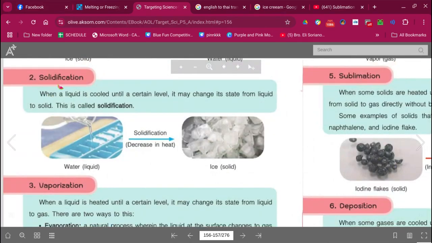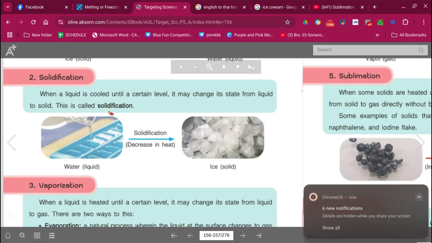can you read this? Solidification. Yeah, solidification. Can you read it? When a liquid is cooled until a certain level, it may change its state from liquid to solid. This is called solidification. It is also called freezing.